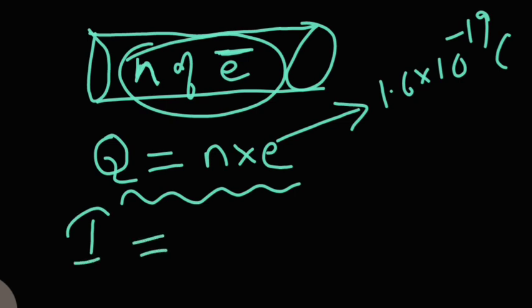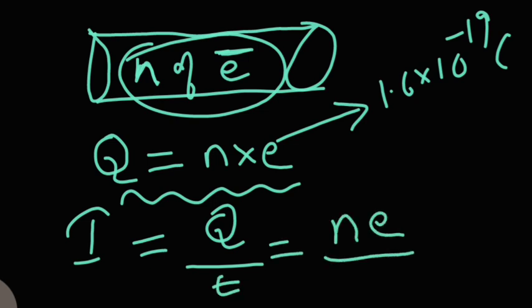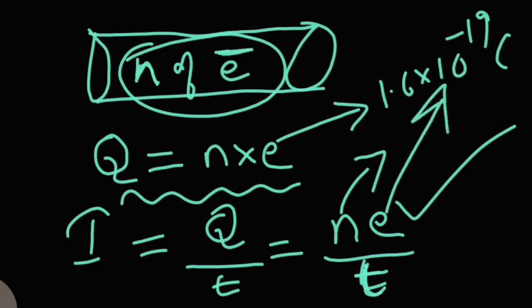What will be the value of current? Current is total charge upon time. Here total charge is n e, so current is n e upon t. If you know the number of electrons in a conductor, you can easily find the current flowing through that conductor using this equation, n multiplied with e by t, where n gives the number of electrons, e is the charge of an electron, and t is the time of flow of electrons.